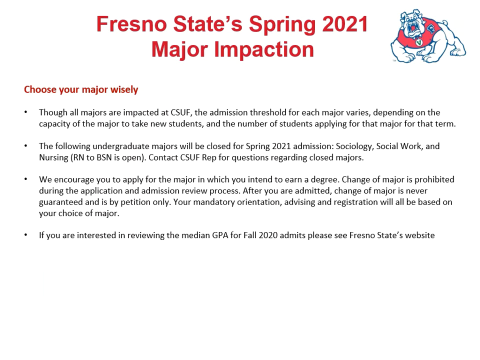So please note that your mandatory orientation, your advising session, your registration, it'll all be based off of your major of choice. So if you're just trying to get accepted and then you want to switch into something later on, there's no guarantees. You would have to go through a petition and speak to personnel at Fresno State to make that happen. If you are interested in reviewing the median GPA for fall 2020 admits, feel free to view Fresno State's website. They have all of that information available.